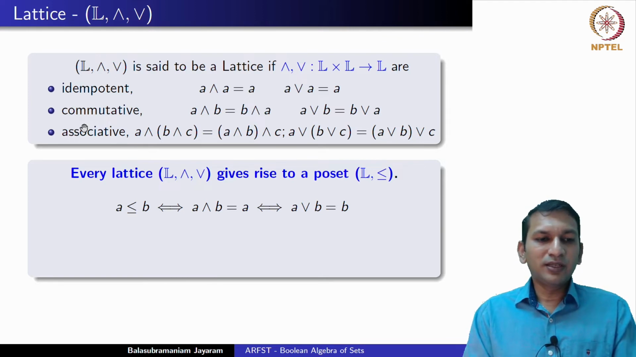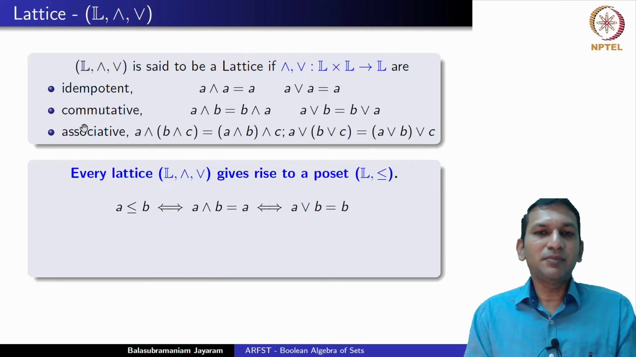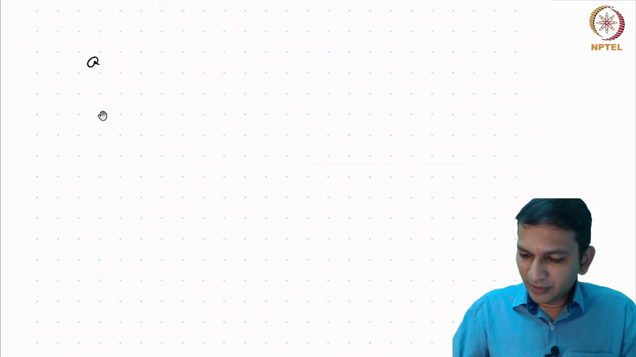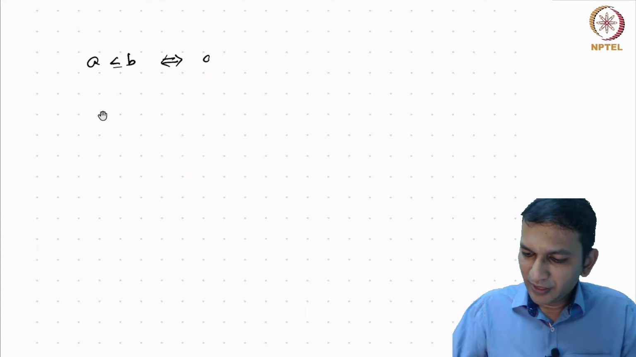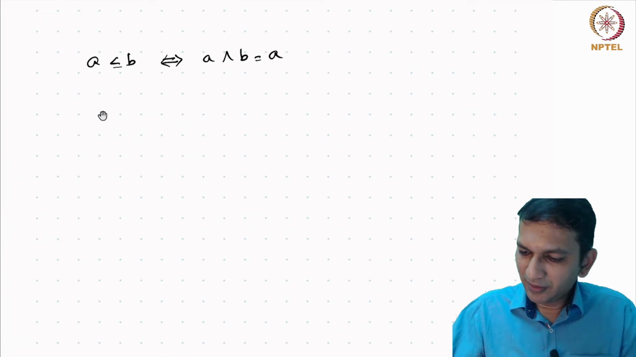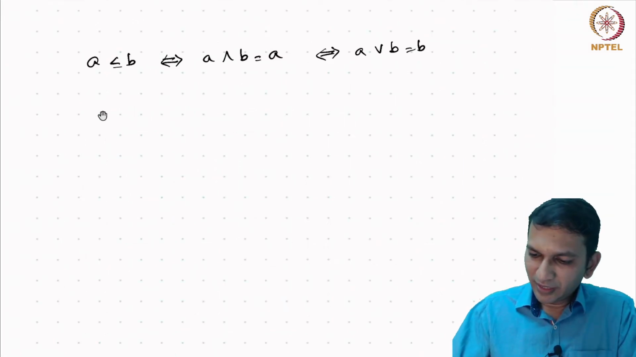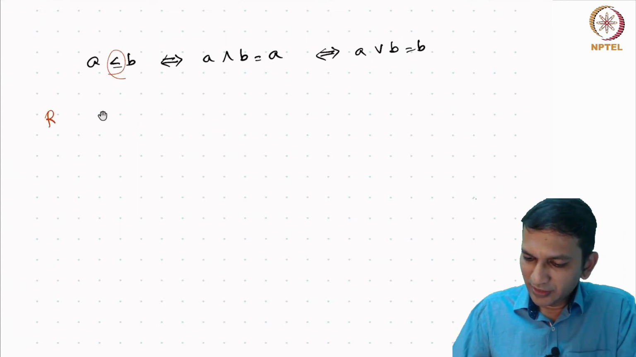Now, let's look at whether this really is a partial order on the set L. Let's consider the relation. This is how the relation is defined. A is said to be less than or equal to B if, let's call this operation meet, and let's call this operation join. Now we want to check if this relation is indeed a partial order relation. So the first thing that you will ask is, is it reflexive?